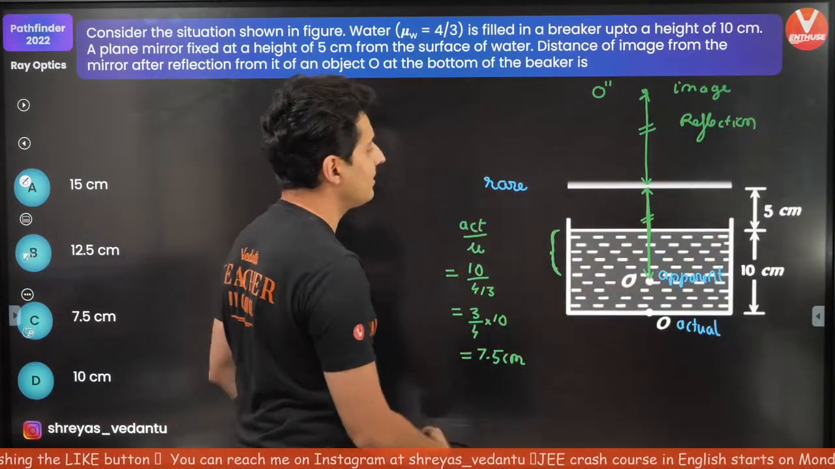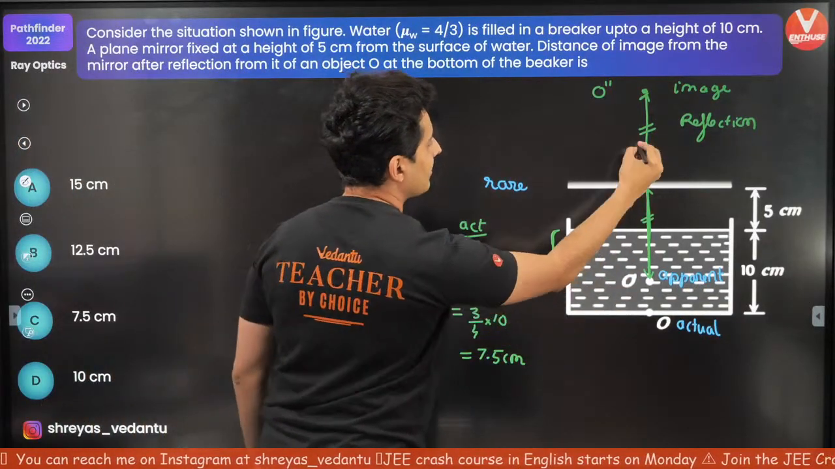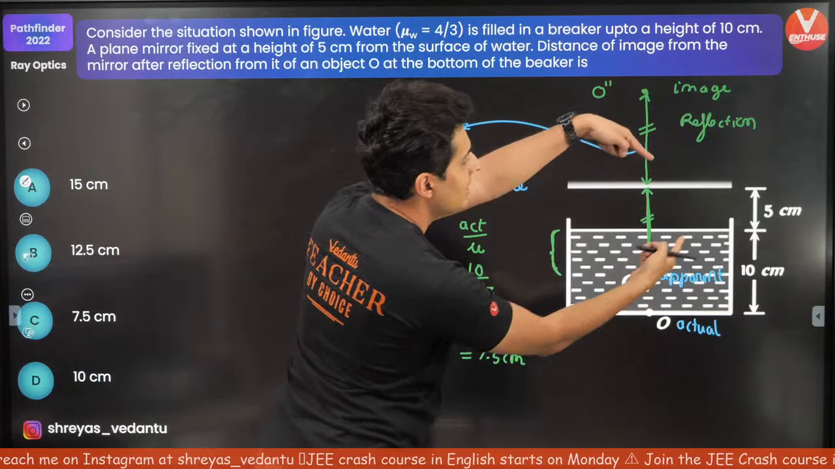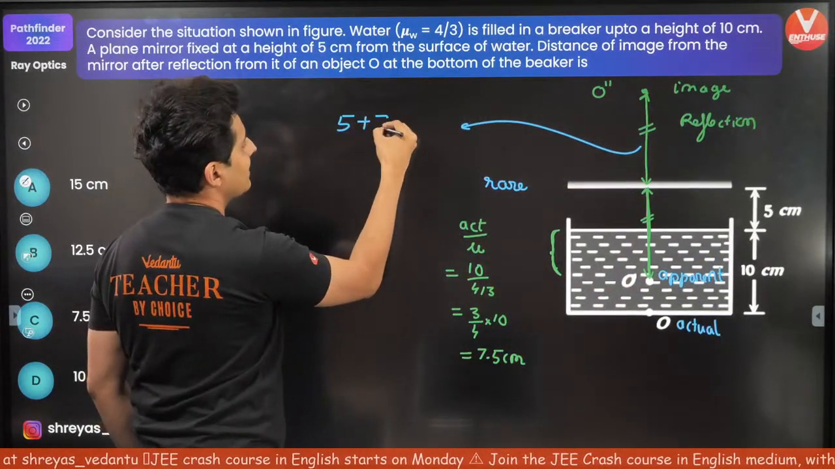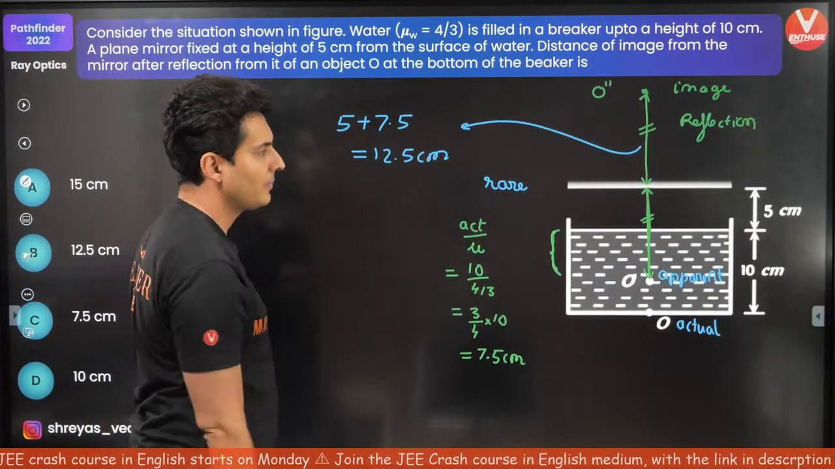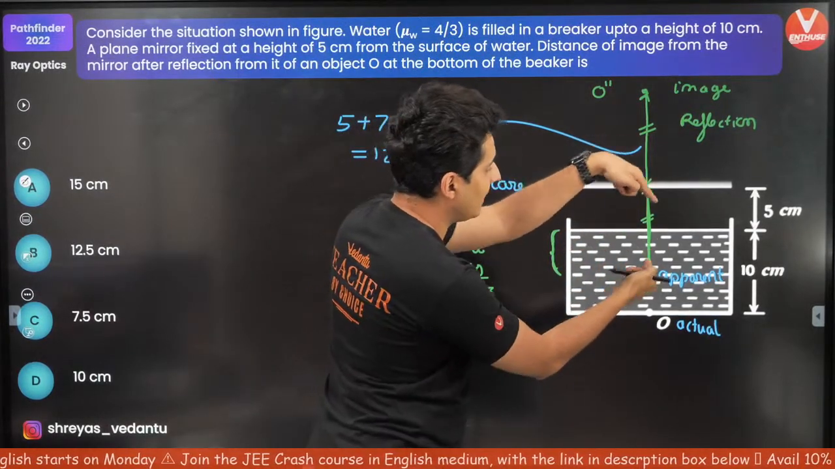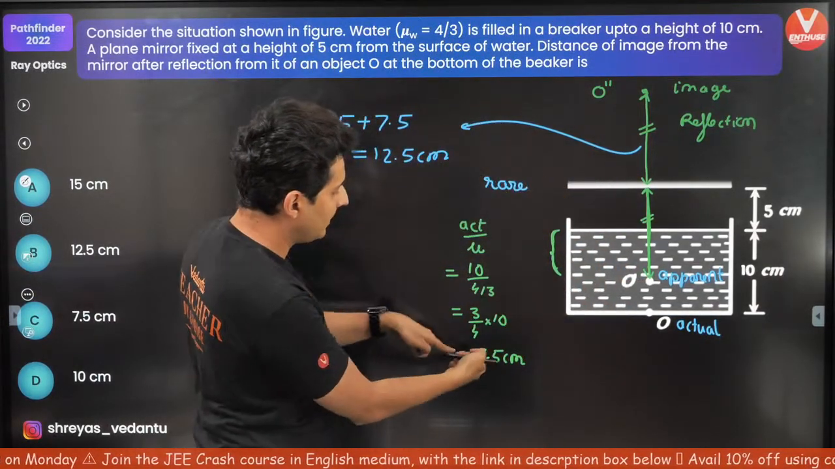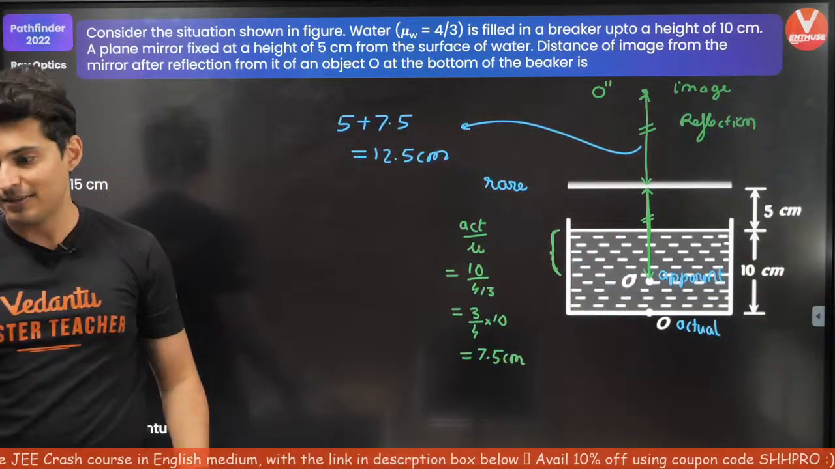Now how much is that distance? That's very simple. That distance will be nothing but 5 plus this. It will be 5 plus 7.5, which is 12.5 centimeters. This distance and this distance are equal. This much is 5, this much I just calculated to be 7.5. 7.5 plus 5 is 12.5. That's the answer. Got it?